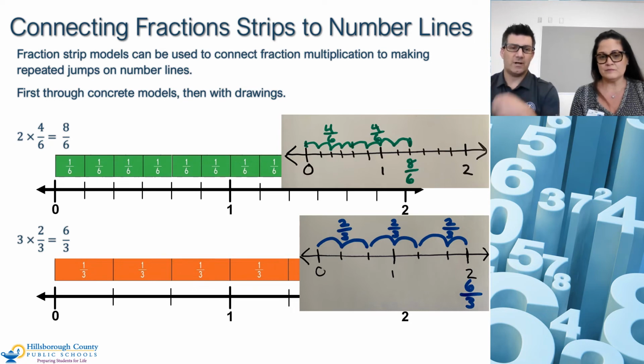And then they can draw on a number line. They won't need their fraction strips. Can't take those to middle school, can we? Nope.